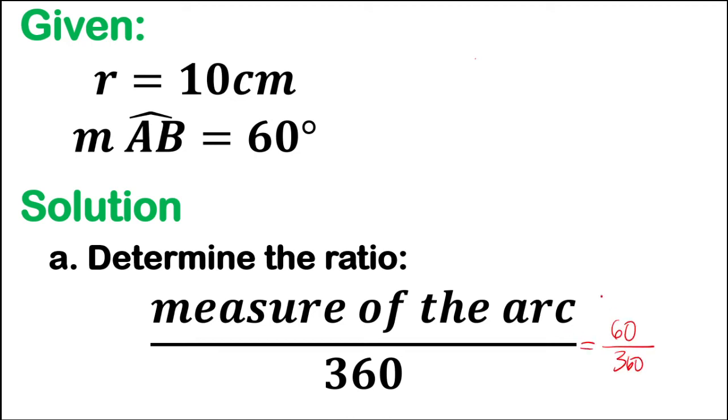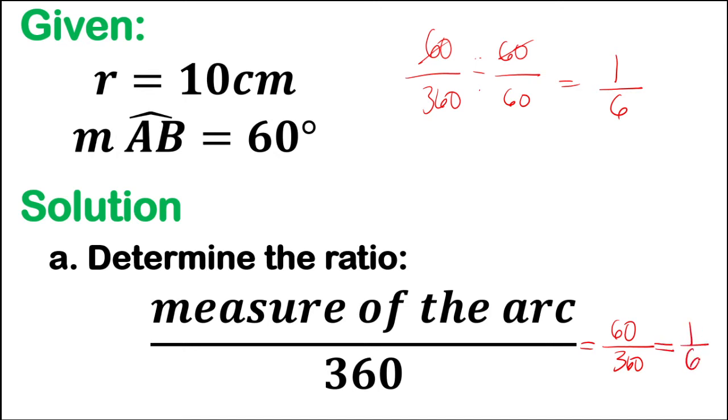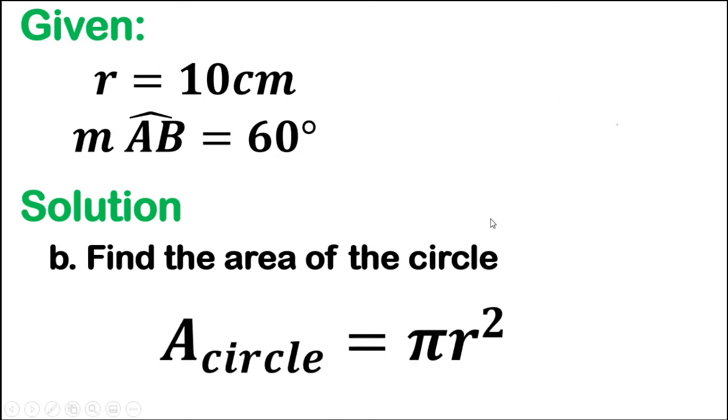over 360. Now, we know that 60 over 360 is reducible by dividing it by 60. 60 divided by 60 is 1, and 360 divided by 60 is 6. So instead of writing 60 over 360, we can write 1 over 6. The purpose of this is, what if you do not have calculators? You can also use 60 over 360 directly, but 1 over 6 is much easier to deal with than 60 over 360. So that is 1/6.